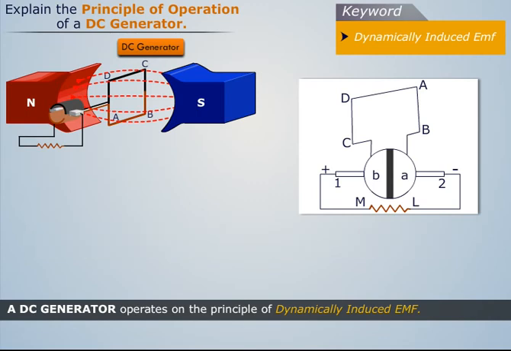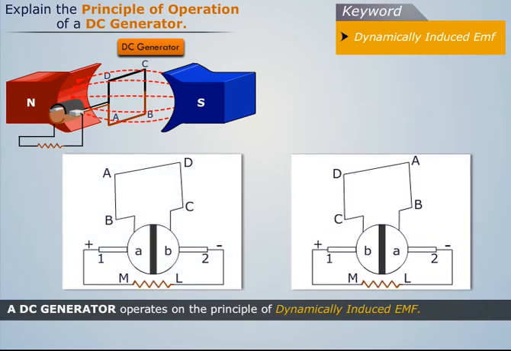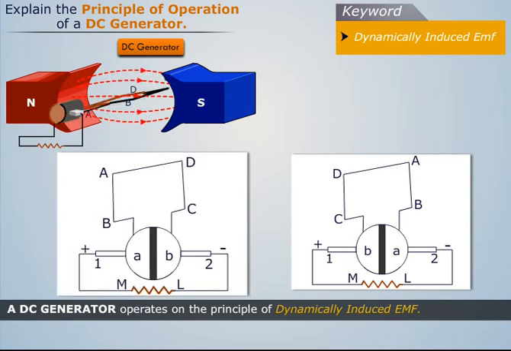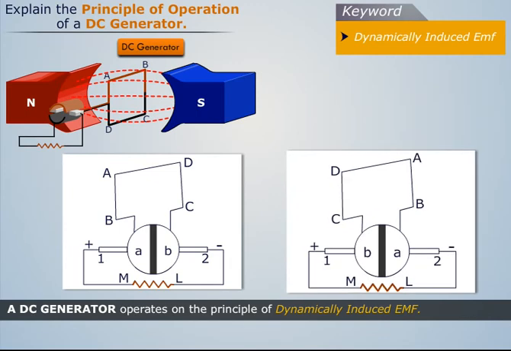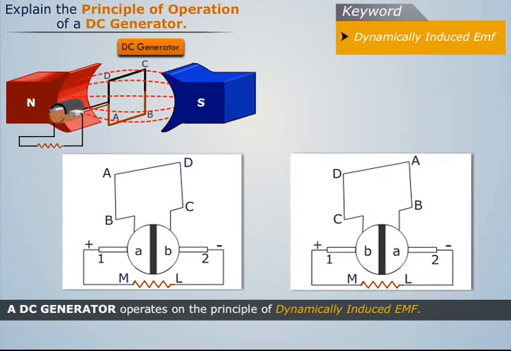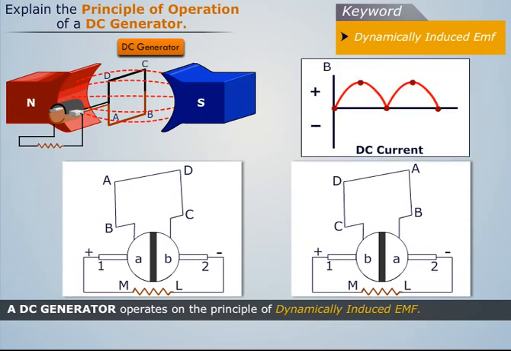We also see that the position of the brushes is so arranged that the changeover of segments A and B from one brush to the other takes place when the plane of the rotating coil is perpendicular to the plane of magnetic flux, when EMF induced in the coil is 0.